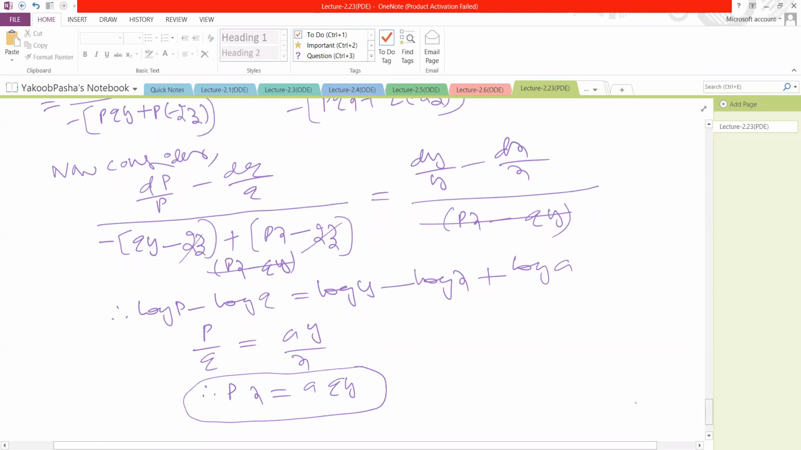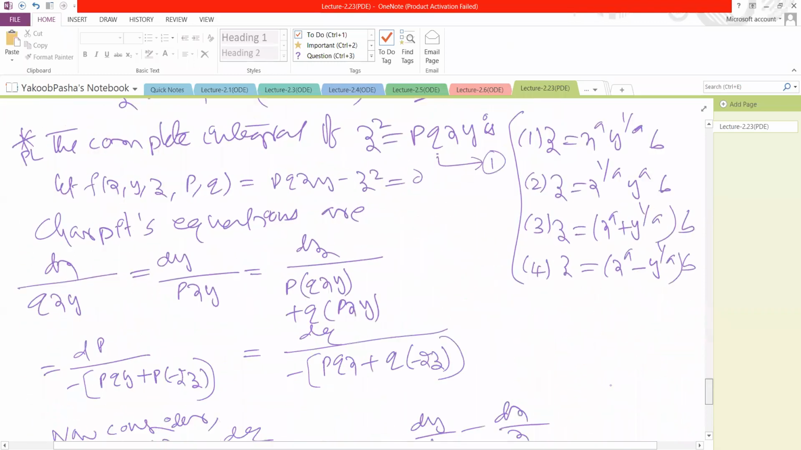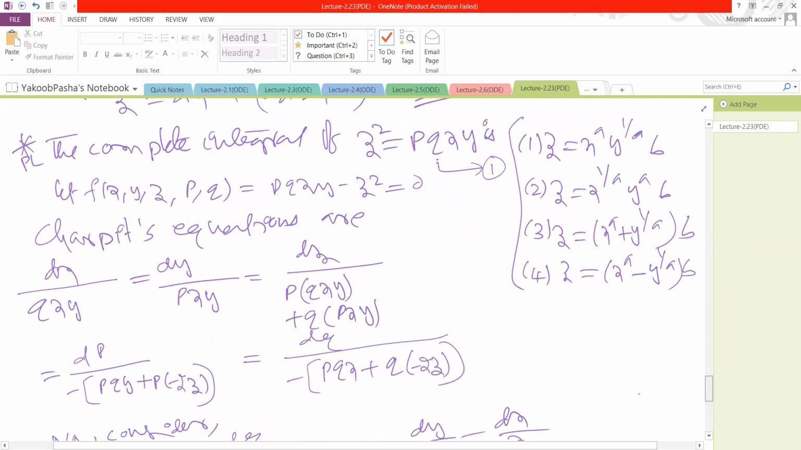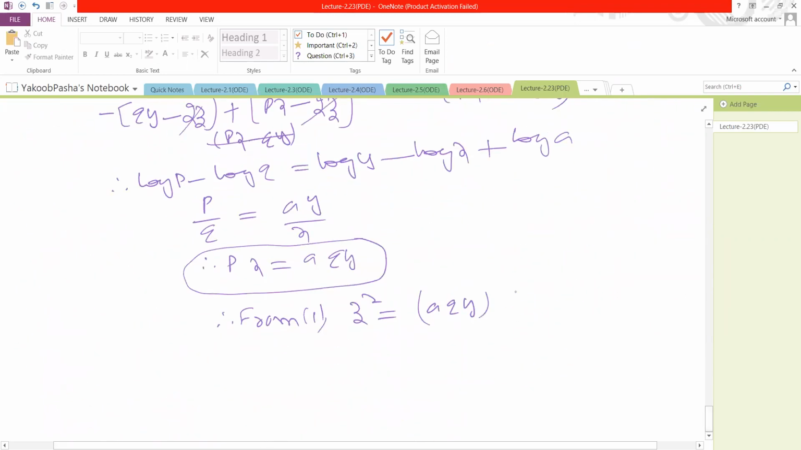And substitute in the equation number 1. That is, this is the equation 1. Okay, you can take this as equation. So Z square equal to PQXY. In place of Px, write AQY. Therefore, from 1, Z square is equal to Px value, that is AQY, into the remaining Qy. So we have Qy.